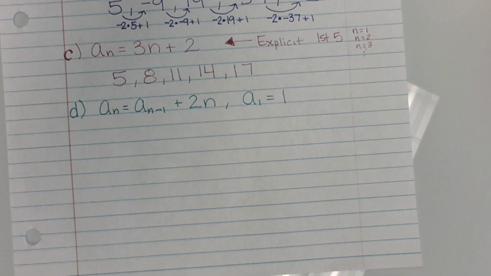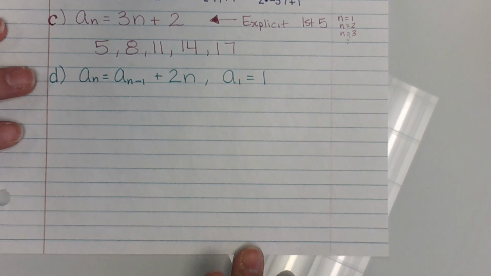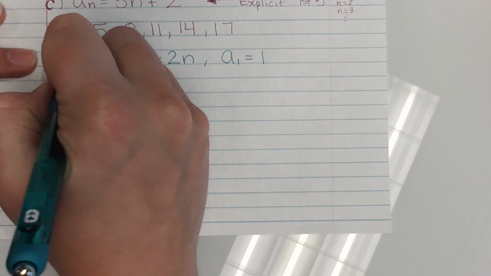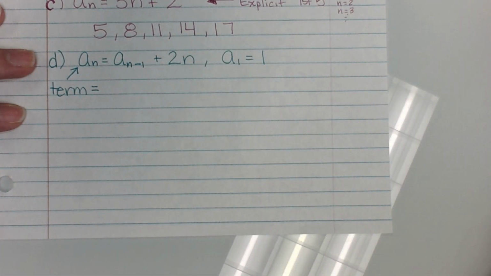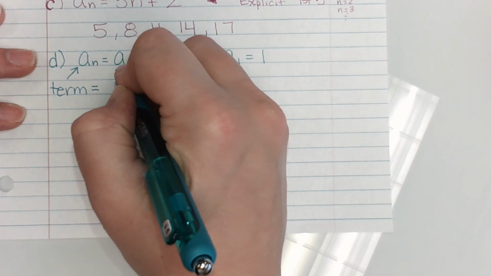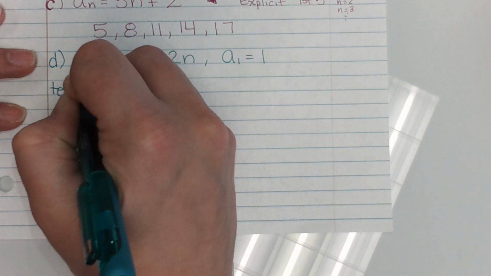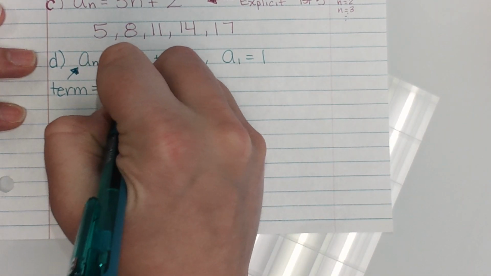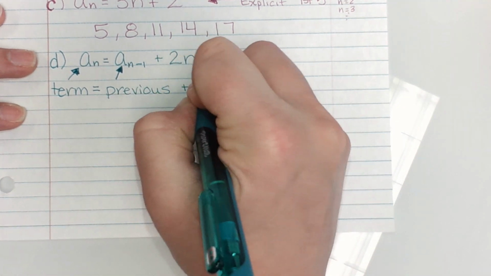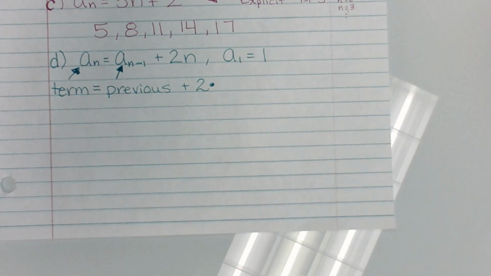We're back to a recursive formula, but this one's got something a little different about it too. It has both a previous term and just a plain n. We've often been dealing with the previous terms. Question, is that the previous term? Is that the term right before it? Yeah. Plus 2 getting multiplied by n.